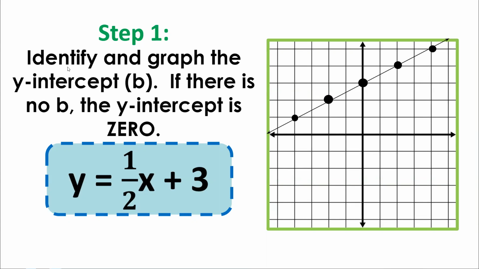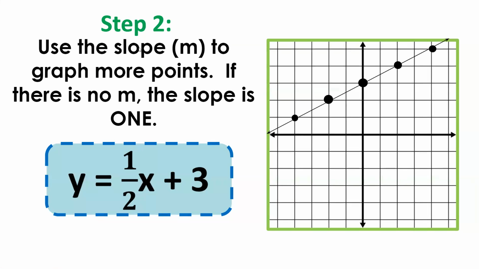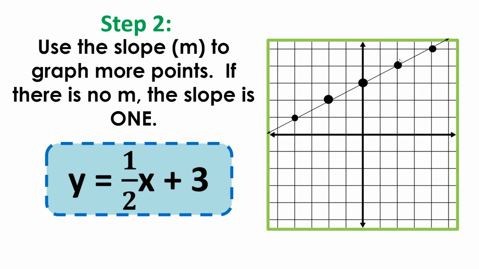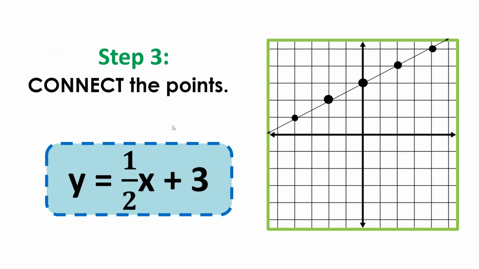So we started off with identifying and graphing that y-intercept. And then our second step is using that slope and graphing more points. If there is no m, so if there wasn't a number right here, that means your slope is 1 because you can always add a 1 in front of your x, which is what we did to get the rest of these 4 points. And then your final step is just connecting the points.